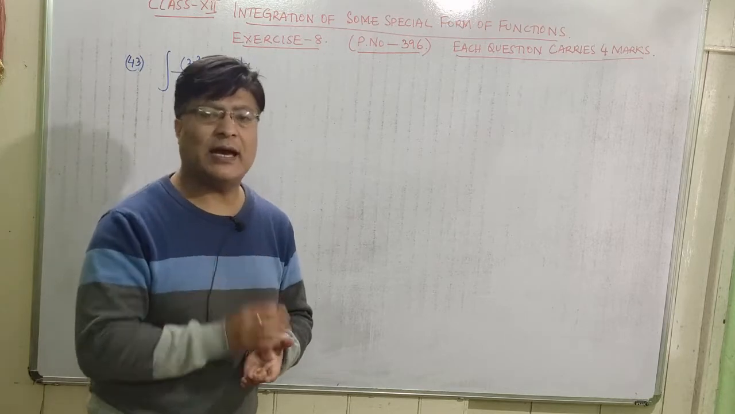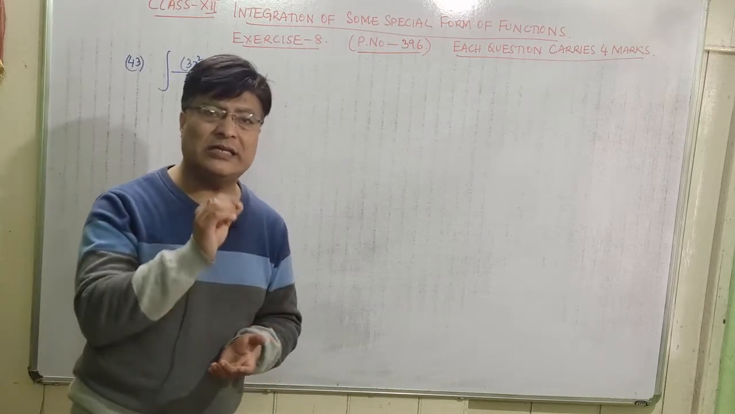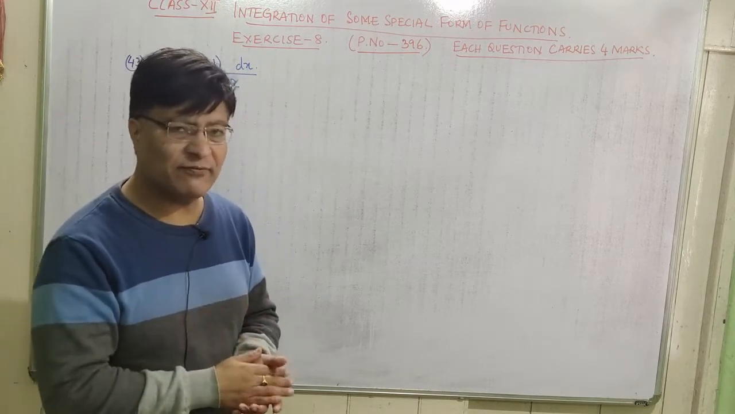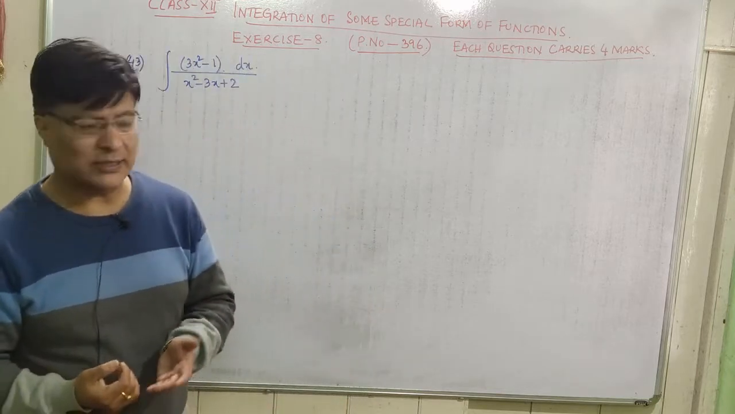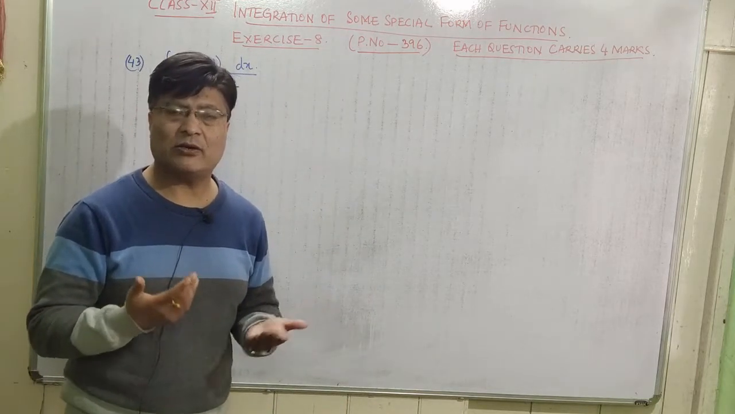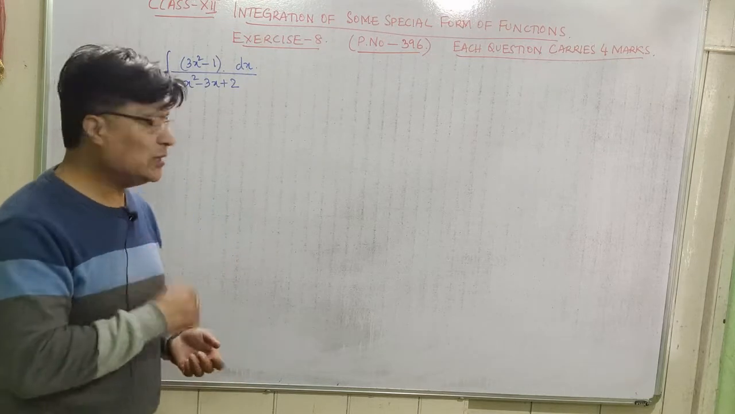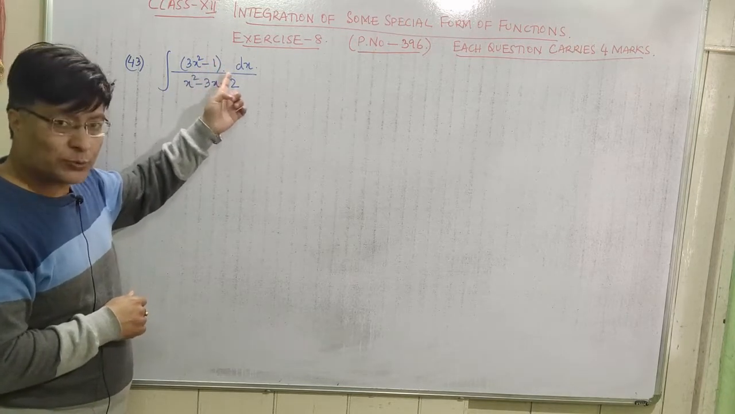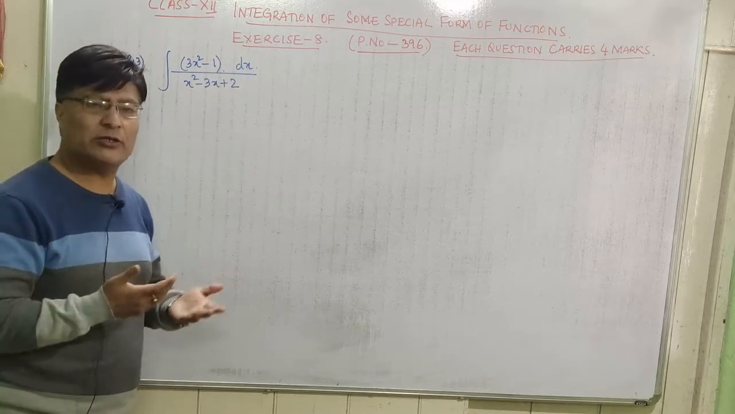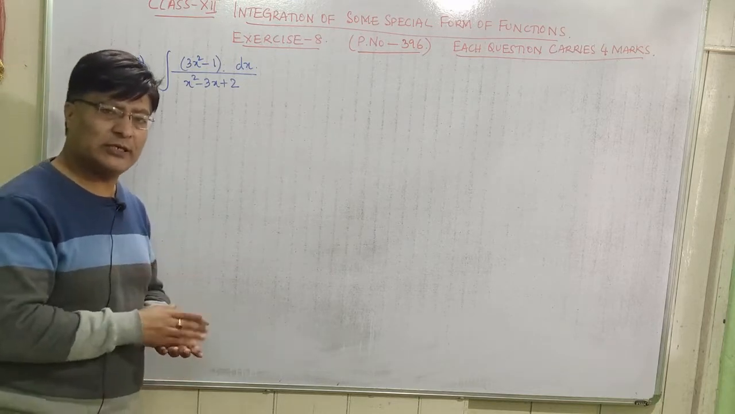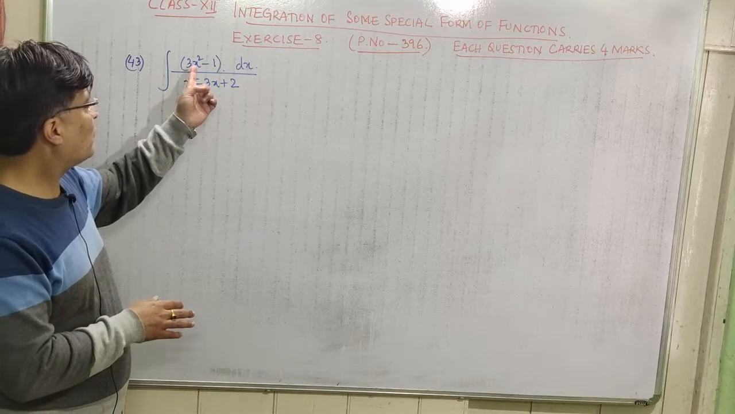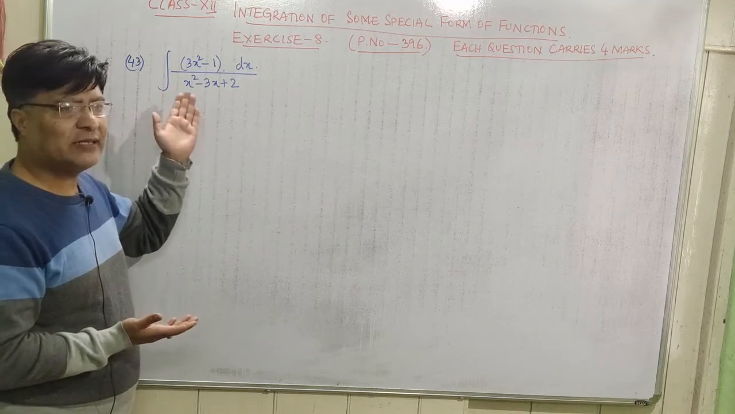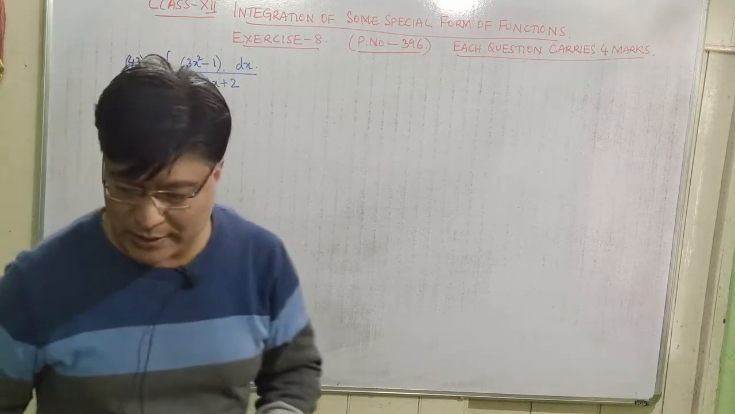That is, if the highest power of x in the numerator is equal to or more than the highest power of x in the denominator, then you have to divide the numerator by the denominator. In this case, the highest power of x in the numerator is 2, and in the denominator also it is 2. That is, they are the same. That means you have to divide the numerator by the denominator. So let's do this problem now.